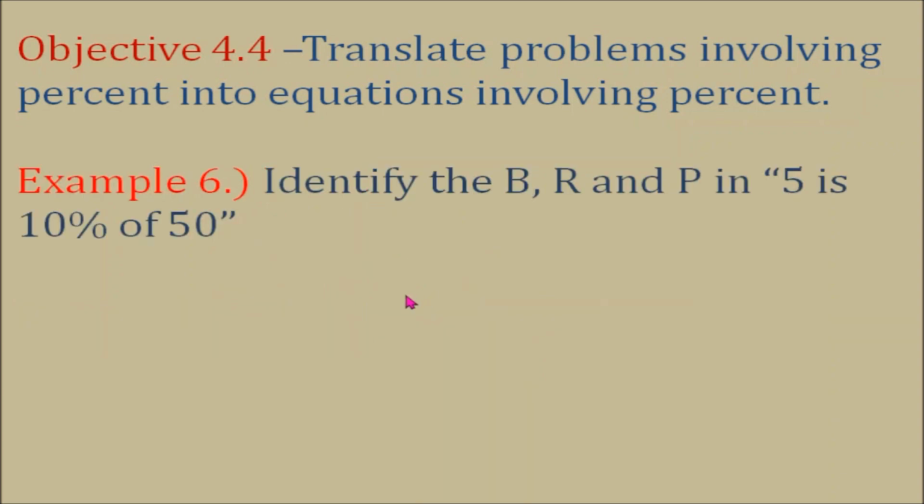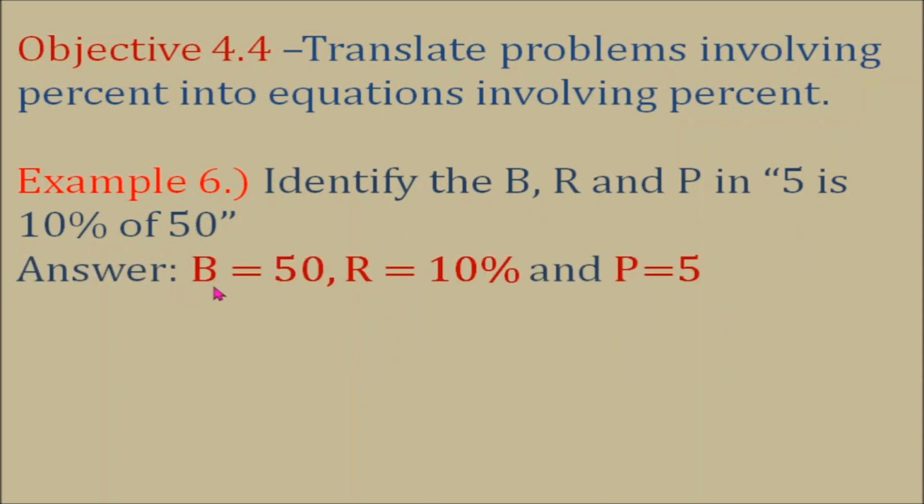Example number 6, identify the B or the base, R or the rate, and P or percentage in 5 is 10% of 50. What's our answer here? So the answer is our base here is 50, our R here or rate is 10%, and our P or percentage here is 5.